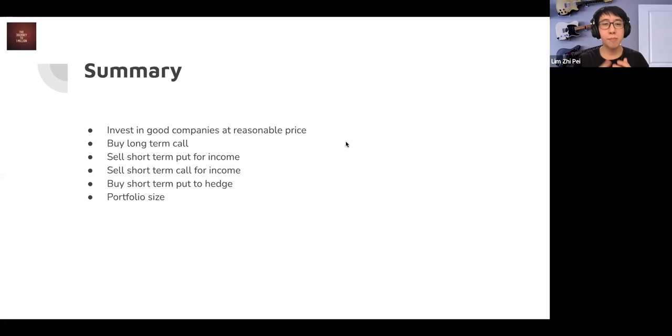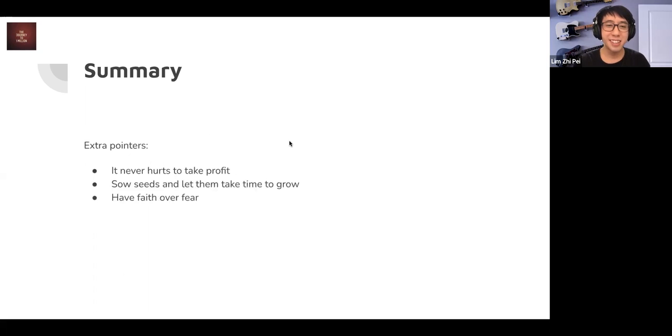So as a summary for this part 2 on options basic strategies: invest in good companies at a reasonable price, buy long-term calls, sell short-term puts for income, sell short-term calls for income, buy short-term puts to hedge, and portfolio size. And an extra pointer: it never hurts to take profit.